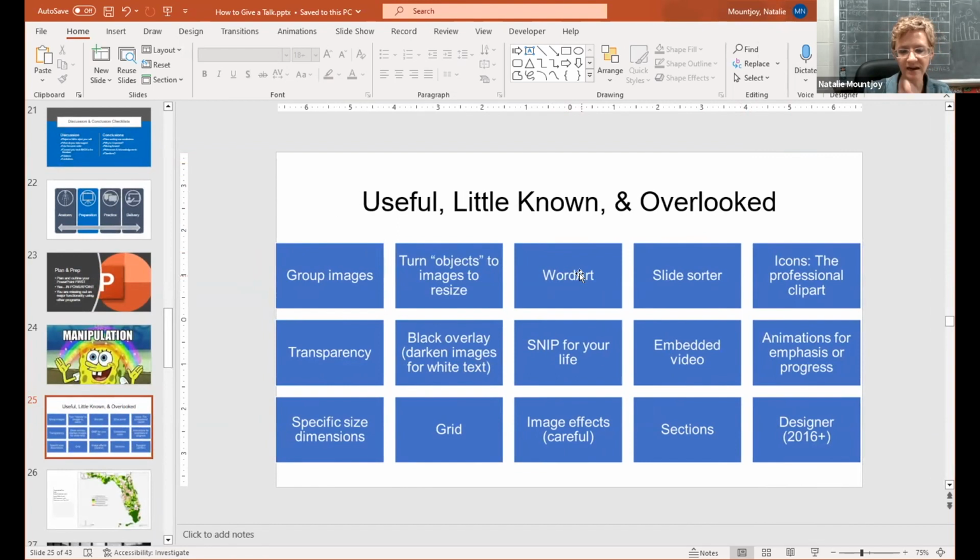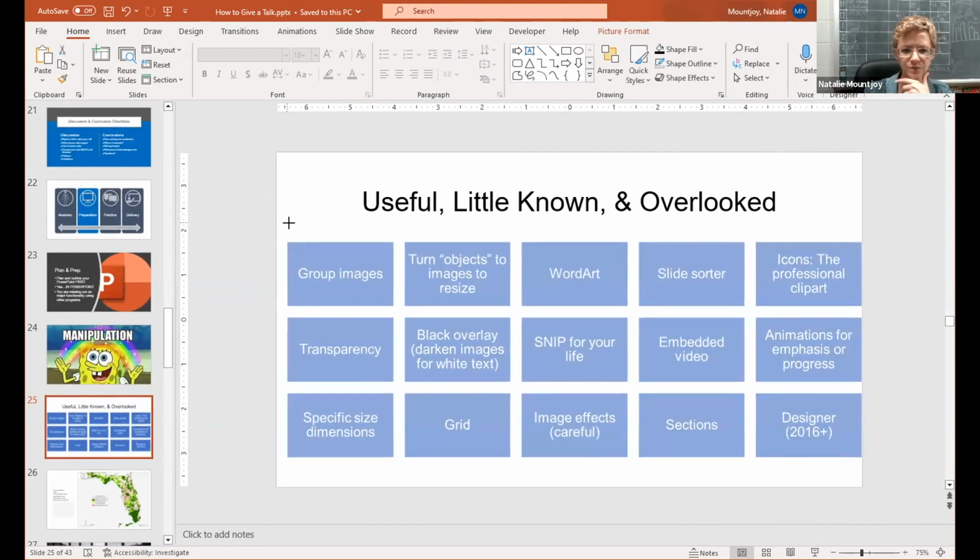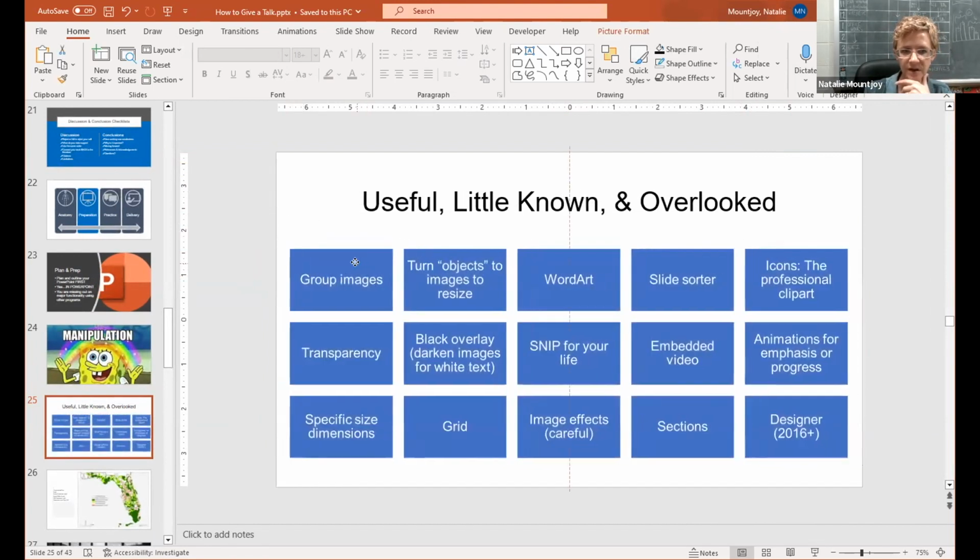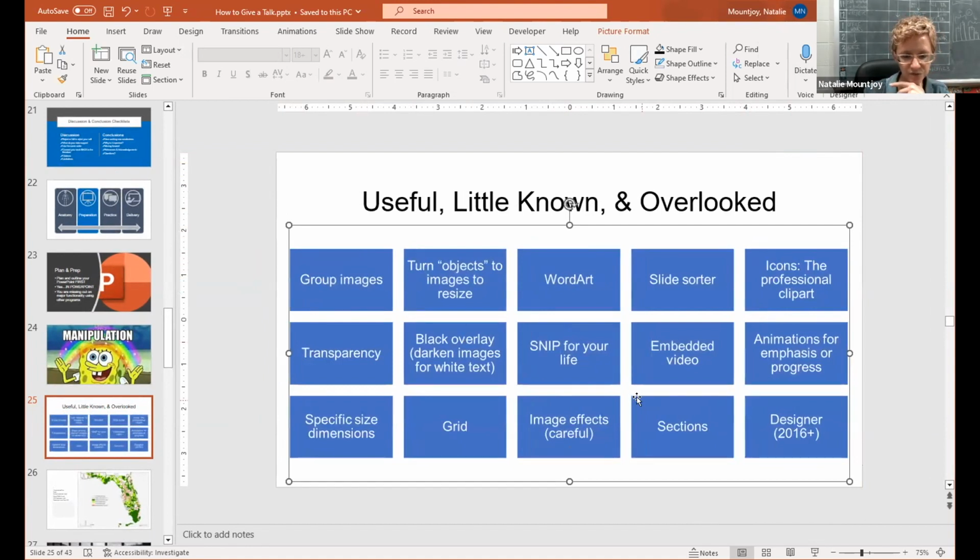WordArt and SmartArt are great. That's what I've used this in, is SmartArt. I don't use WordArt quite as much. Some people do. I prefer SmartArt. It's just a really nice, clean way to get a lot of text into a usable format.